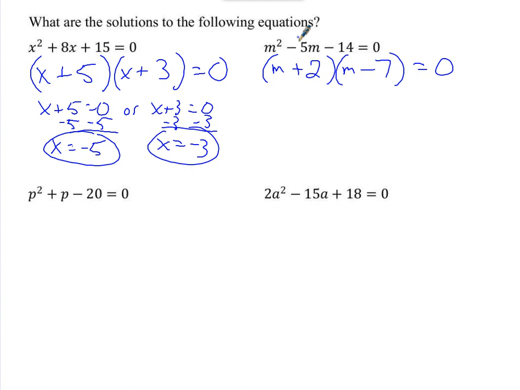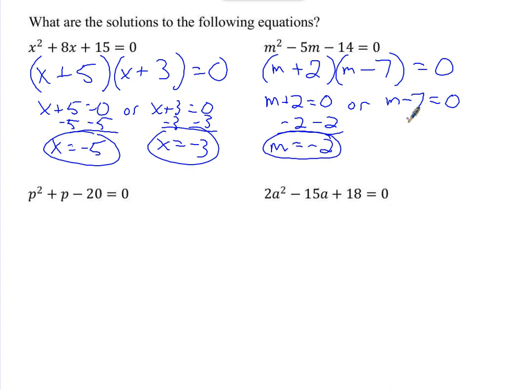Zero product property. Product because we're multiplying in between, and zero product property because these two things multiply to give me 0. So it's zero product property. What do we write? Good? And so on this one, subtract 2 from both sides, and we have m equals negative 2. And on this one, add 7 to both sides, and we get m equals 7.